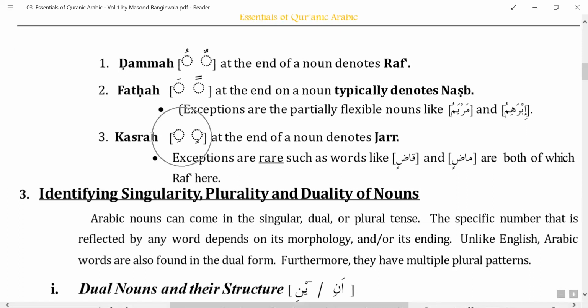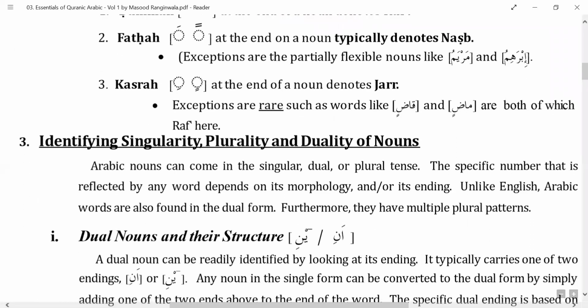And if a word has kasra at the end or a double kasra, it is called that it is in jar. So that's how you will identify whether a word is in rafa, nasb, or jar. Okay, simple, easy. Here again, exceptions, you can skip that for now.